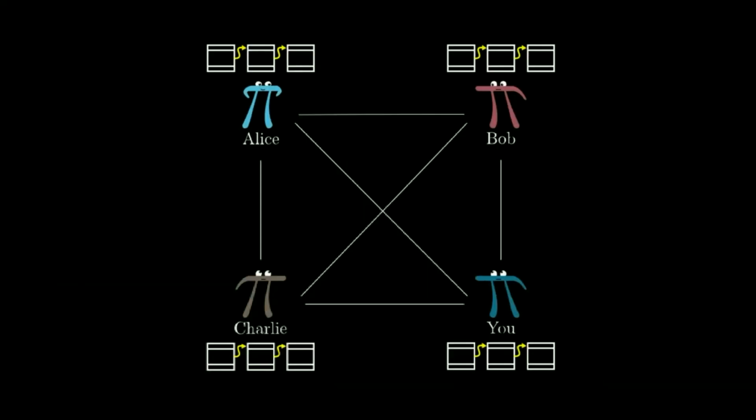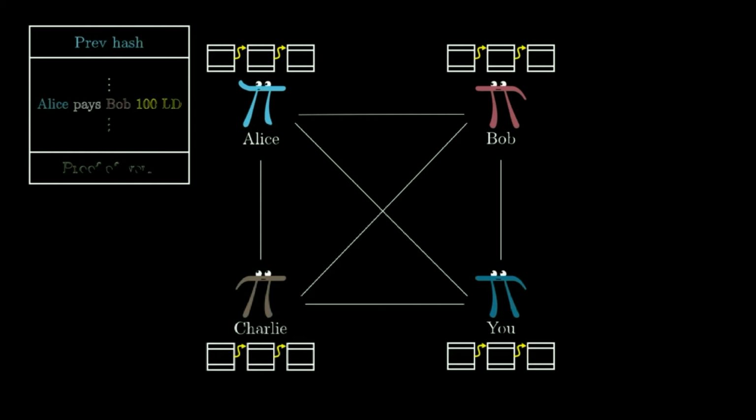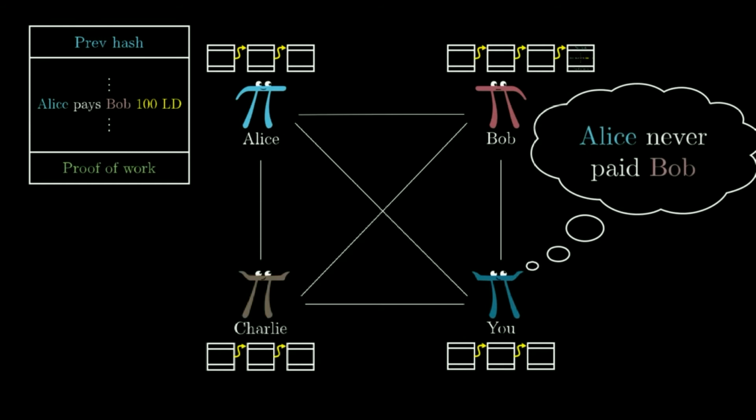Maybe Alice is trying to fool Bob with a fraudulent block. Namely, she tries to send him one that includes her paying him 100 ledger dollars, but without broadcasting that block to the rest of the network. That way, everyone else still thinks that she has those 100 ledger dollars.